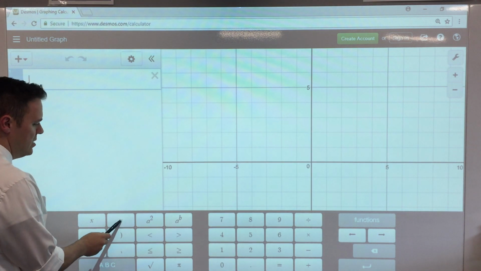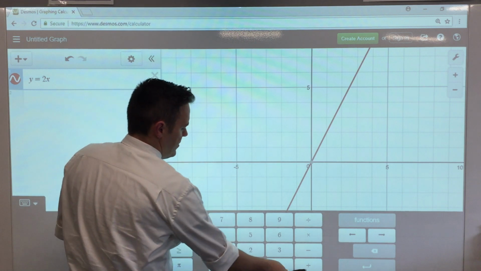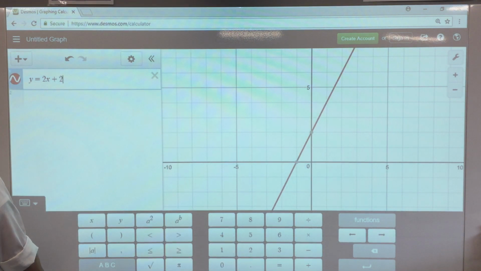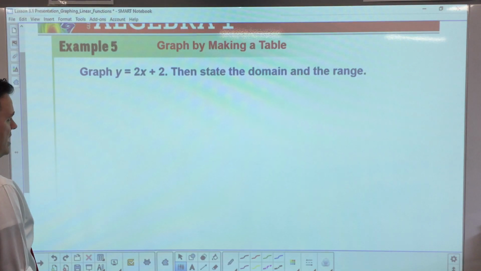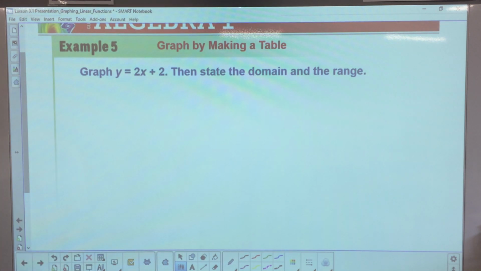Just start typing away. So it's going to be y equals 2x, and I believe it's plus 2, correct? Let me verify because my memory is bad. Hey, I got it right. So y equals 2x plus 2. Then state the domain and range.